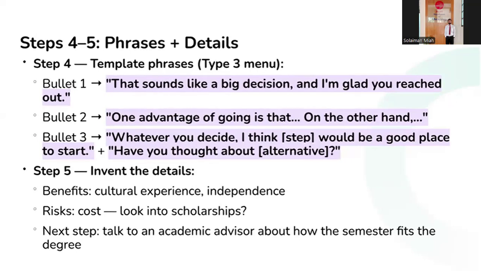What are the actual benefits of going to Japan? What are the real risks? What specific next step might help Callum decide? None of this is in the prompt. We're going to make it up. Maybe the cultural experience and independence are the main arguments for going. Maybe there are scholarships worth looking into. Maybe talking to an academic advisor would clarify whether falling behind is actually as serious as Callum fears. These details don't have to be true, they just have to fit.